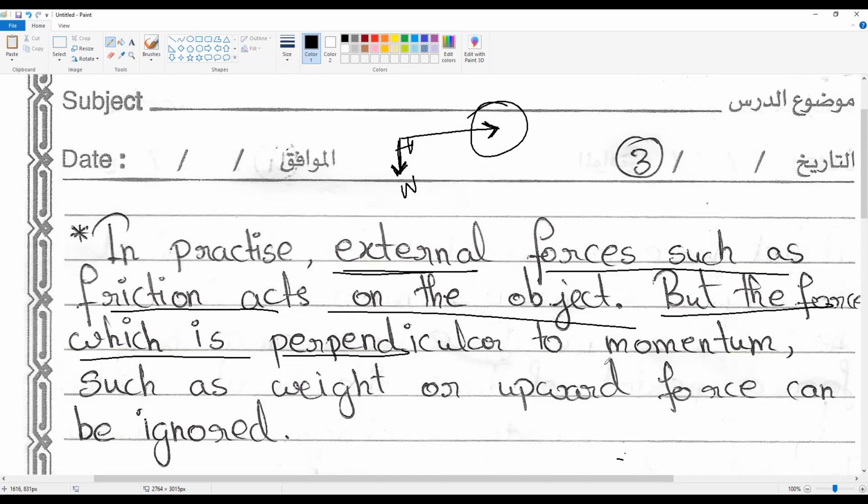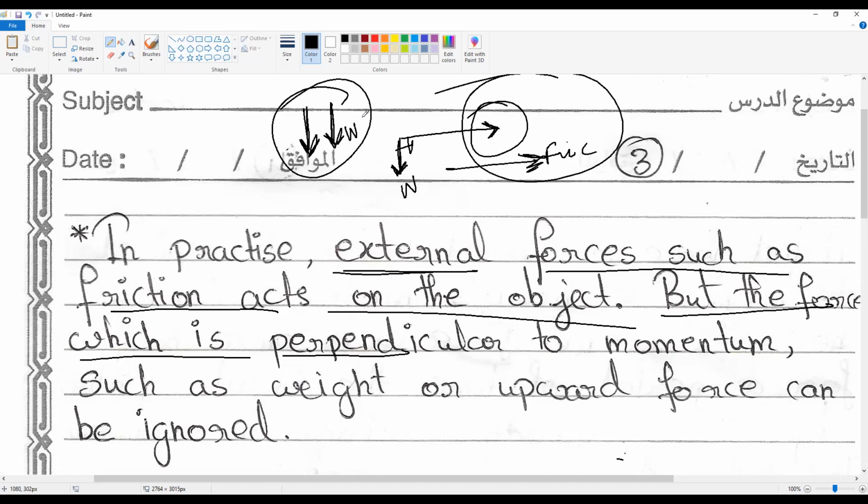Okay, repeat what I said before this. If the collision is vertical and your momentum is also vertical, your weight is vertical, are they perpendicular now? So that means weight is a significant factor over there. Friction is in this direction and your momentum is also in this direction, so it is parallel. So friction is an important factor, weight is not. Why? Weight is perpendicular, that is the reason. Do you understand this?